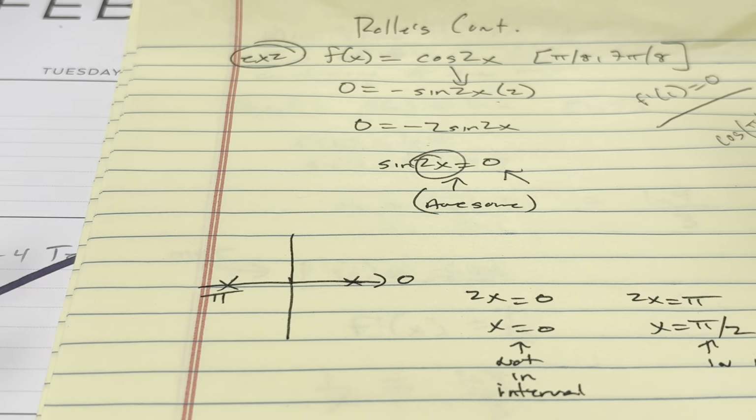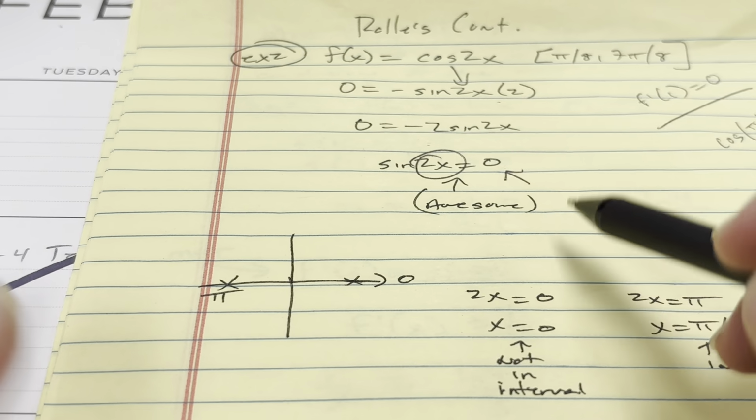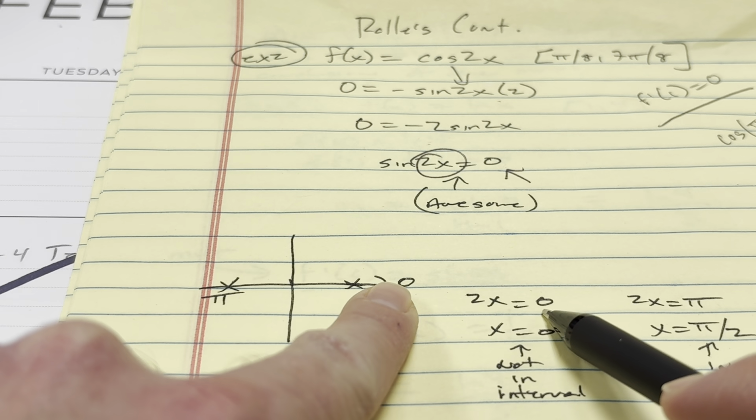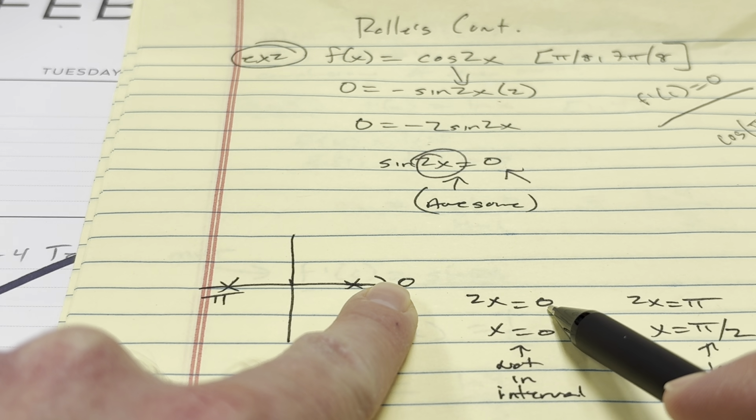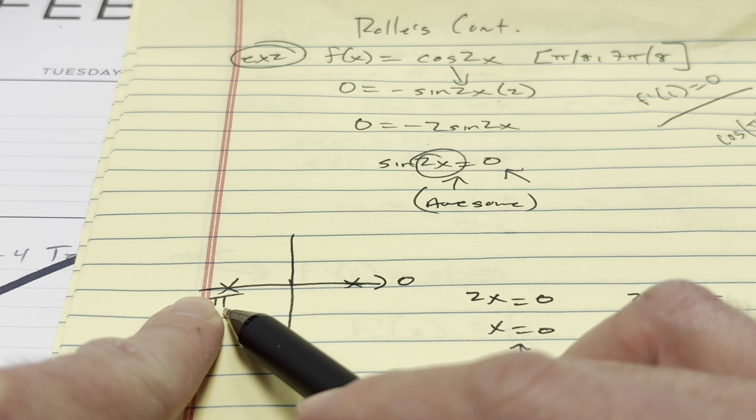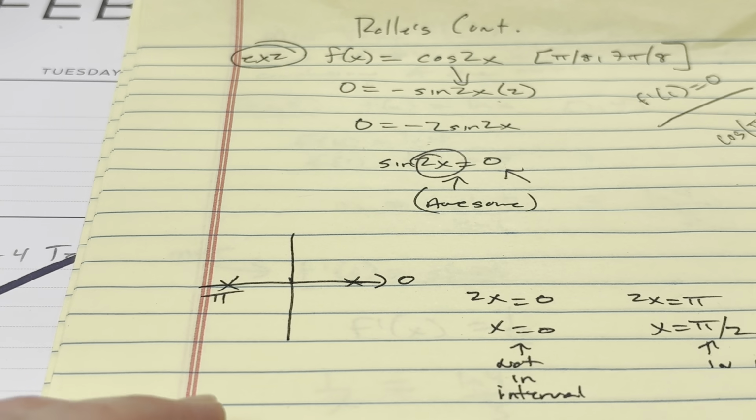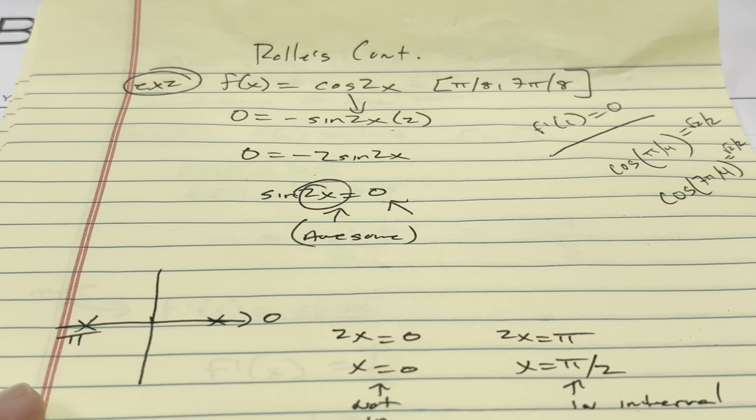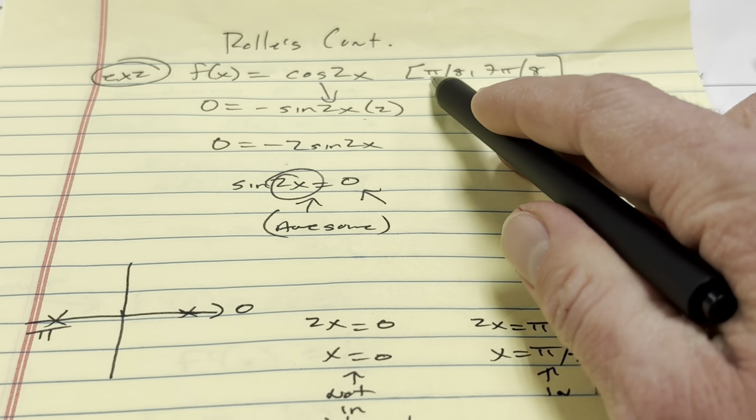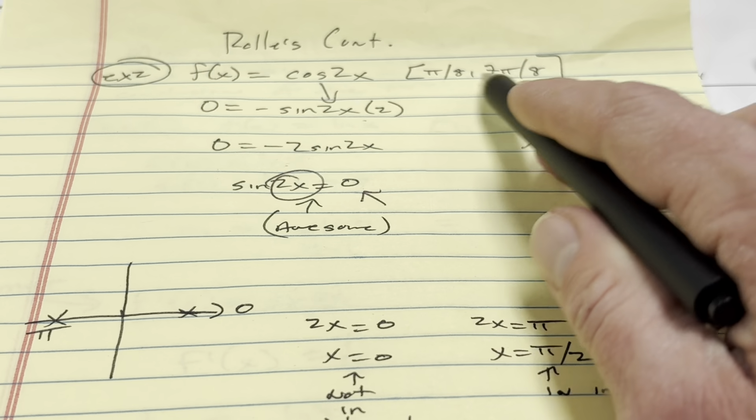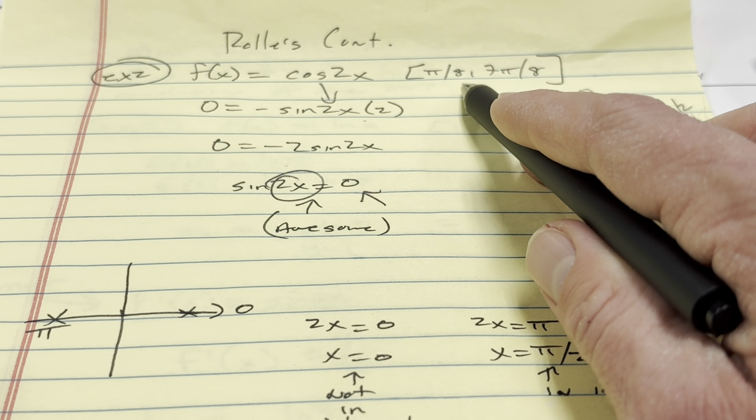Okay, so what does that mean? That means it's not sine theta equals 0. Theta is 2x. So we set 2x equal to the first time sine is 0, and then we set 2x equal to the second time sine is 0. All right, and we get x is 0, and we get x is pi over 2. Now we have to look at the interval, and what you did from section 4.1 kind of trains you for this.